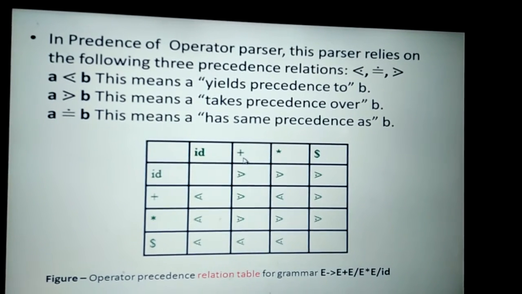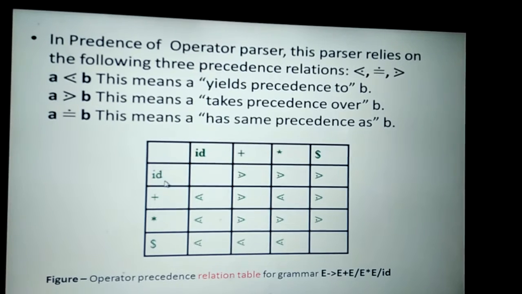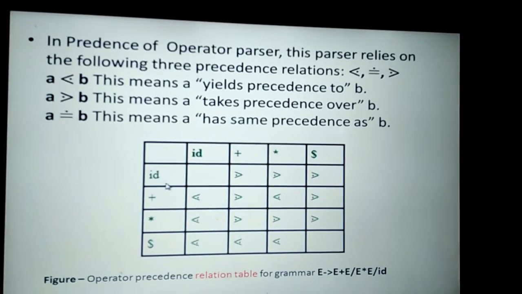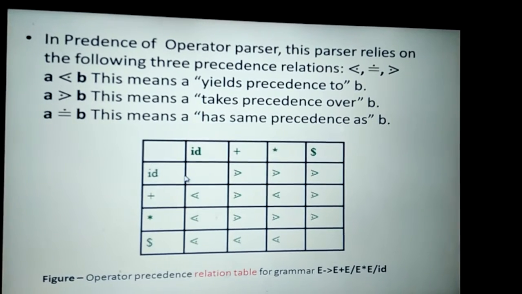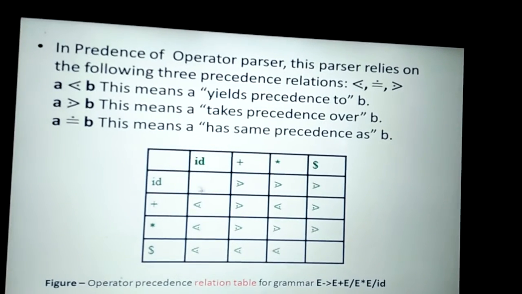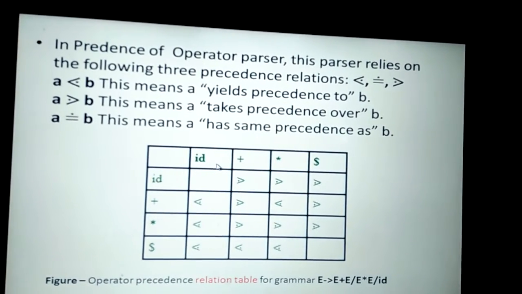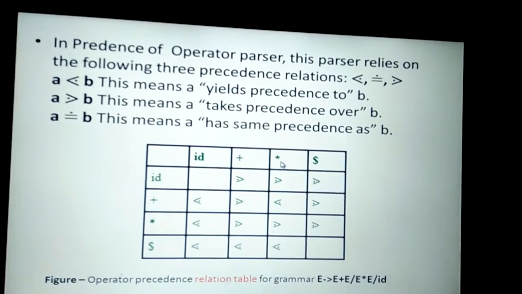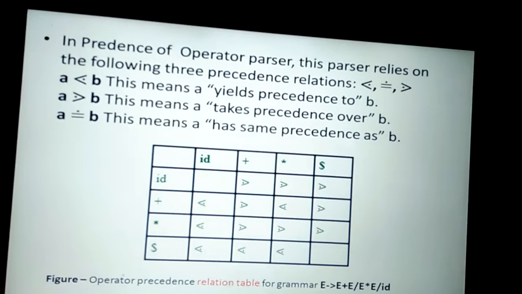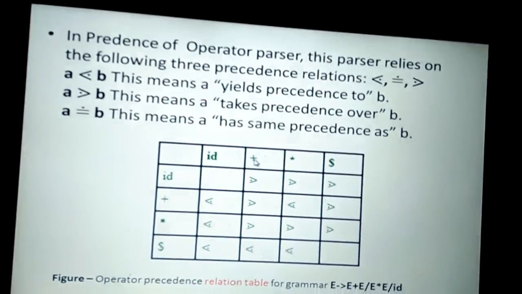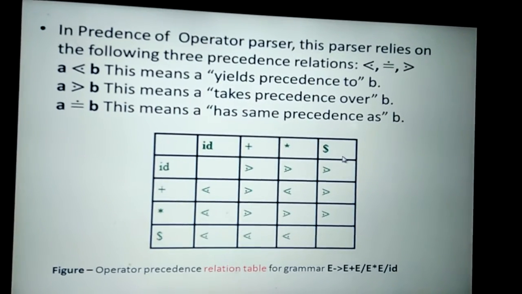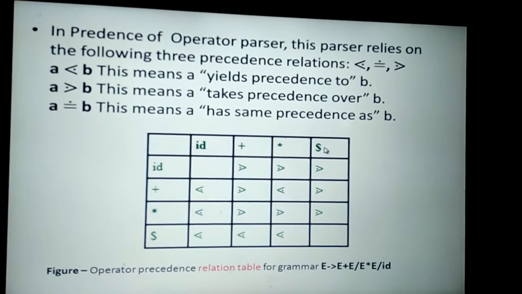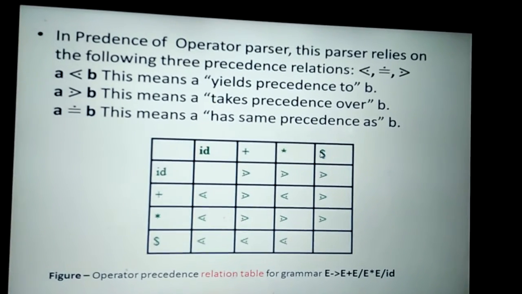That operator is plus. So there is a comparison between the identifier and the plus. As I said, the identifier has the highest precedence, so it is 1, and among the operators the multiplication is the second precedence priority, the third is the plus operator, and the last one is the dollar sign, the dollar operator in between.